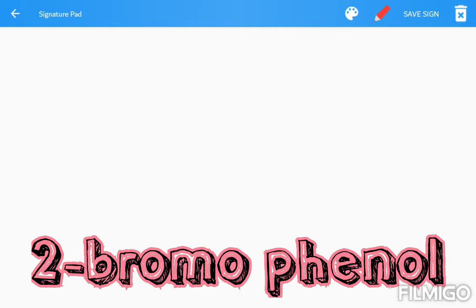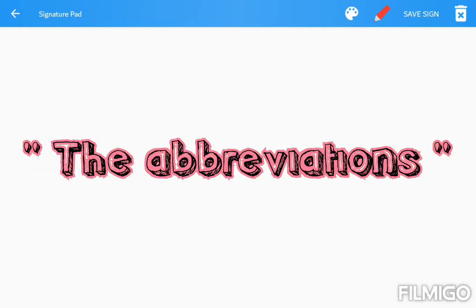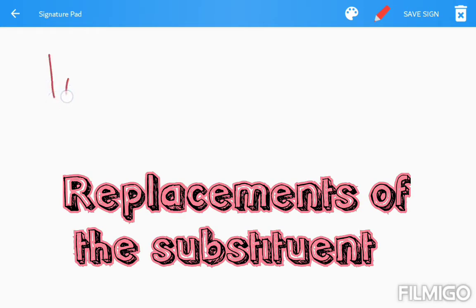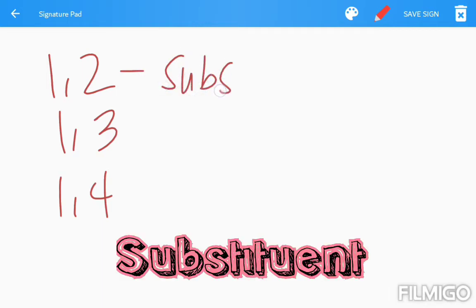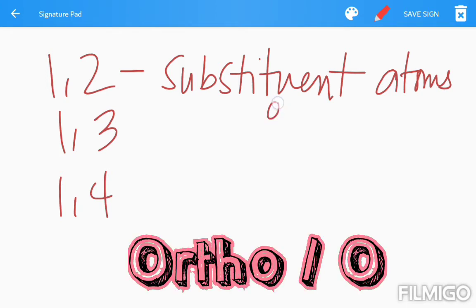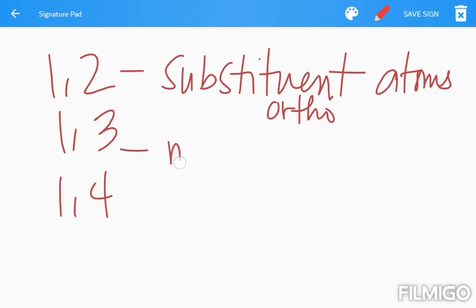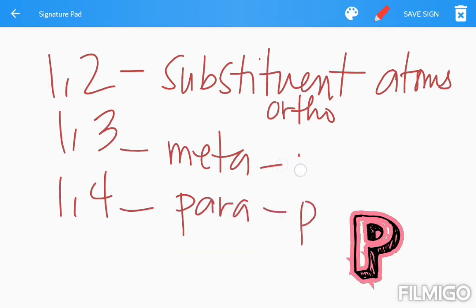Okay, so another example will be the abbreviation indicating the relative placement of the substituents. For example, we have position 1,2, position 1,3, and position 1,4. This means 1 and 2 positions of the carbon atoms as the substituents. So 1,2 stands for ortho, 1,3 stands for meta, and 1,4 stands for para, or simply O, M, and P.